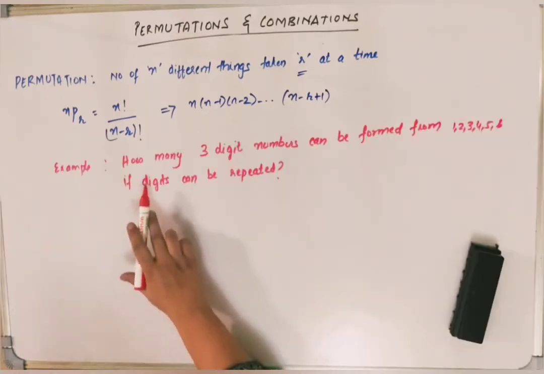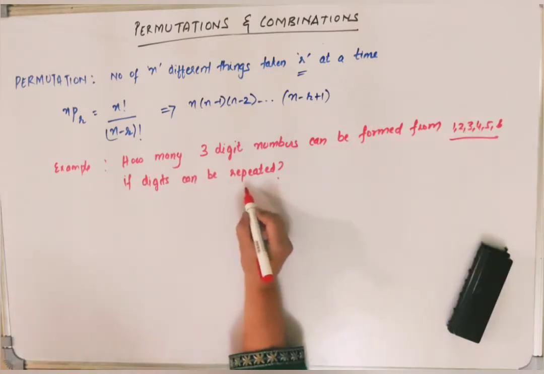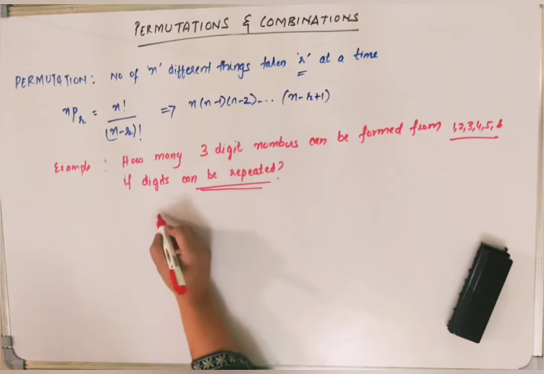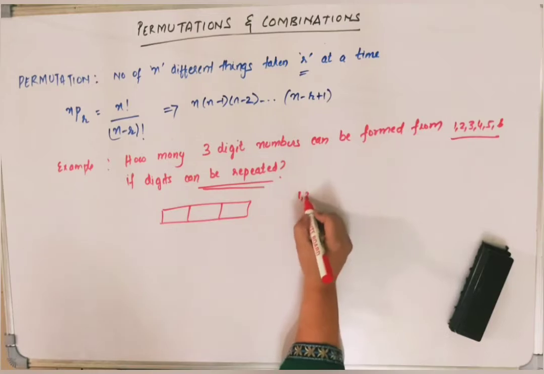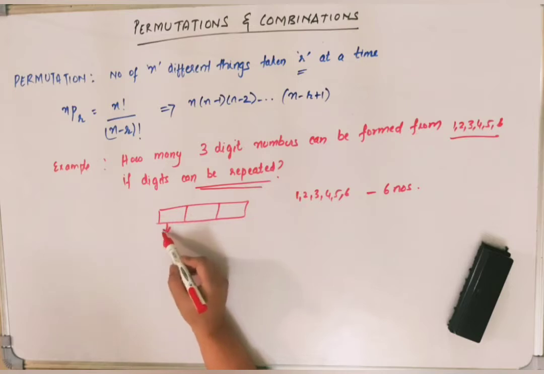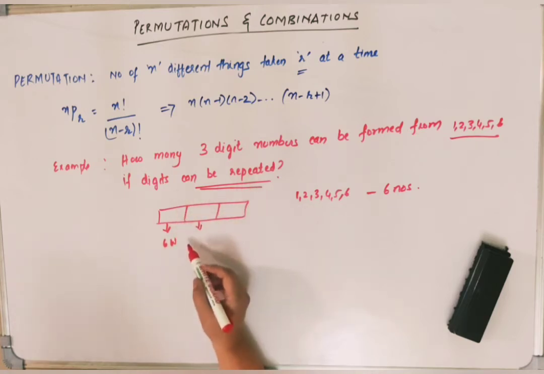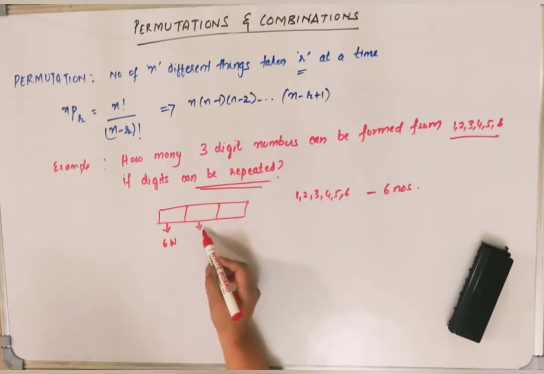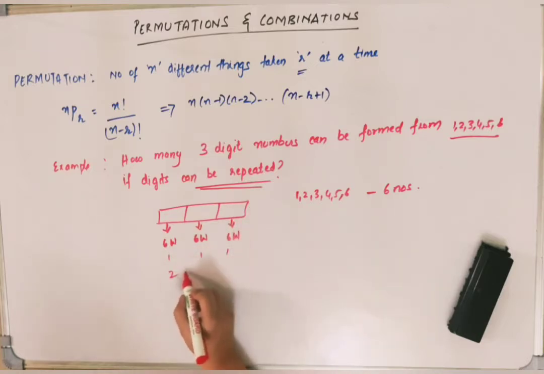Let's take one example. How many 3-digit numbers can be formed from 1, 2, 3, 4, 5, 6 if digits can be repeated? So let's draw these 3 digits. 1, 2, 3. 3 digits. And numbers that we have are 6 numbers, from 1 to 6. So how many numbers are there to choose the first number? 6 numbers, which means I have 6 ways or 6 choices that I can make. Now, here the digits can be repeated, right? So to choose the second digit, I still have 6 numbers. So 6 ways. Third digit also has 6 ways because I can repeat. I can have 1, 1, 1, 2, 2, 2, right?